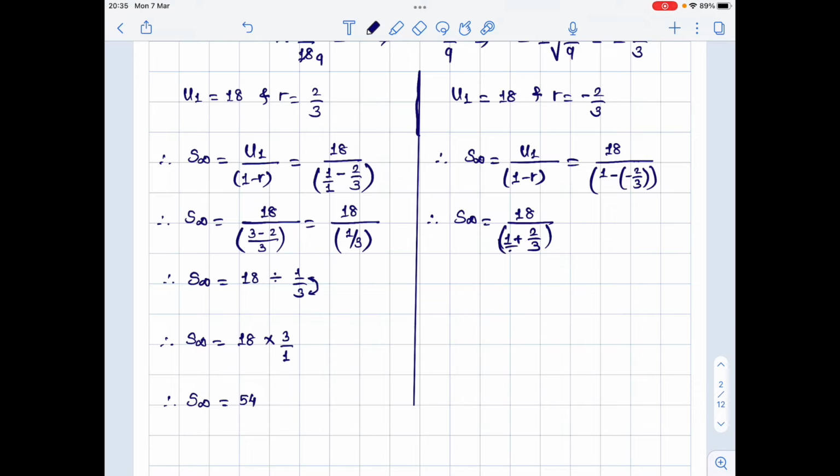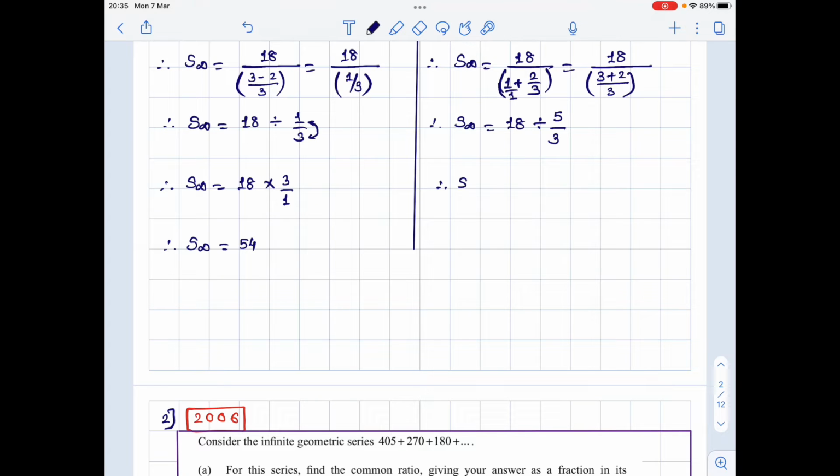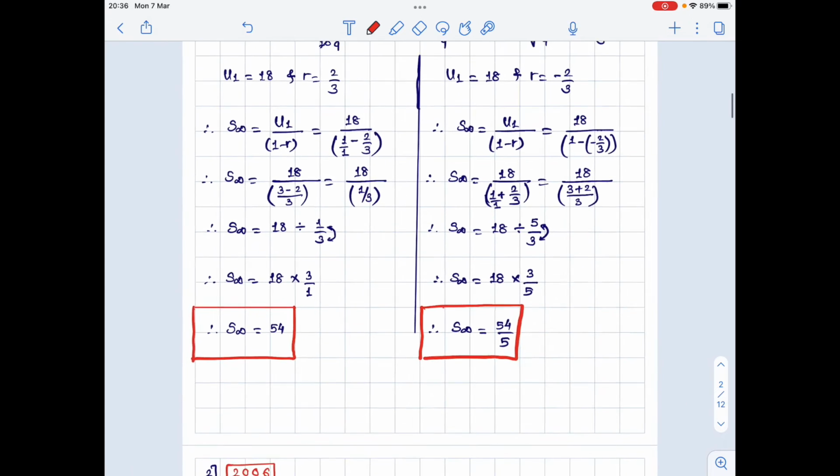Again, you need to make the base same. The base of first one is 1. 18 over, do cross multiplication, 3 times 1 is 3, plus 2 is 5 over 3. So S infinity is equal to 18 divided by 5 over 3. When you convert division into multiplication, this will flip. 5 over 3 becomes 3 over 5. So your second sum to infinity is 54 over 5. This is the answer of the first part.